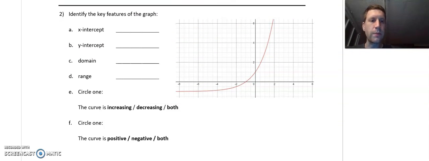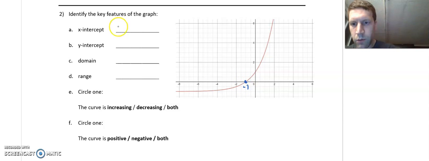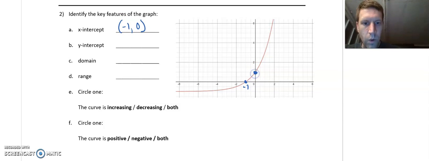All right, so number two, you should not be watching this part until you have tried to do all of these. Again, x-intercept, that looks like it's at an x value of -1. So it's (-1, 0). Y-intercept at (0, 1). Again, Desmos cut these off, but those should be extending in both directions.